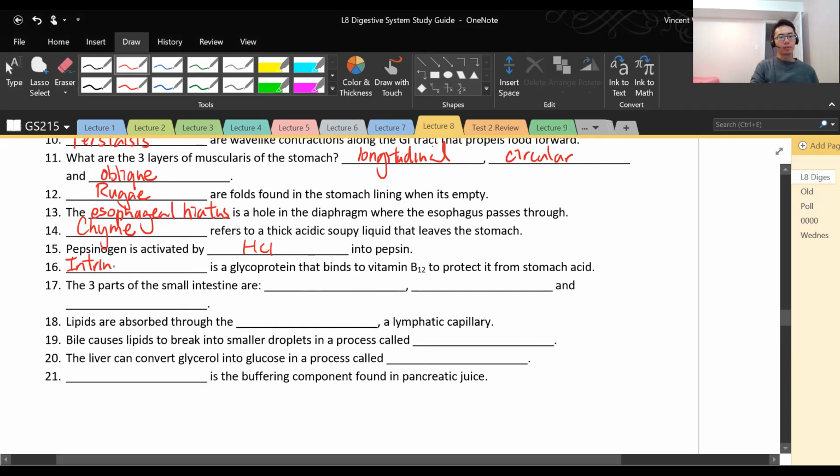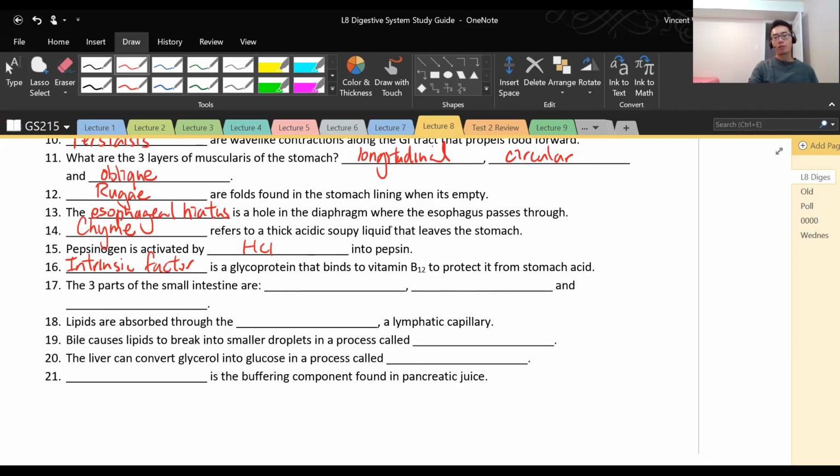Intrinsic factor, which is produced by the parietal cells. So parietal cells make the HCl as well as intrinsic factor. And it's a sugary protein that protects B12. Okay? If we don't have intrinsic factor, all the B12 is going to be broken down in the stomach. Then we're going to have B12 deficiency.